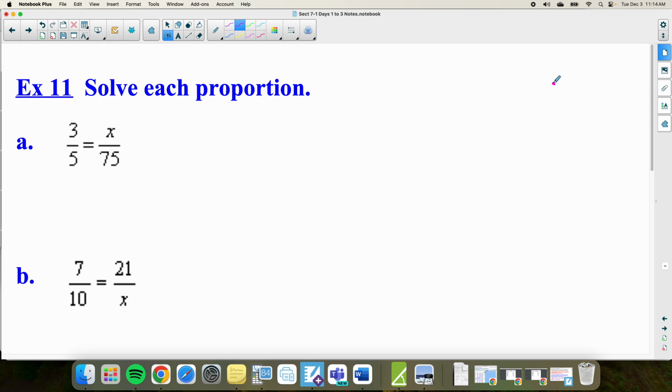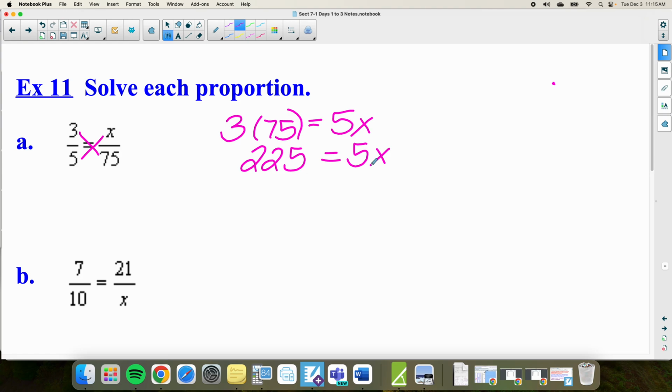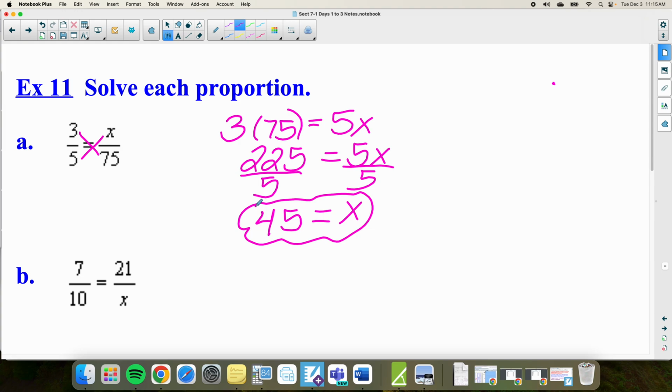Okay? All right, when we look at this, you guys, you probably learned this in middle school or before, where you went 3 times 75, and you might have typed that into your calculator already, and then you set it equal to 5x. Then you would actually figure out what's 3 times 75, and that is 225 equals 5x. And then you divide by 5, and when you do that, x would equal 45. Okay? I'm guessing that's how most of you do it.